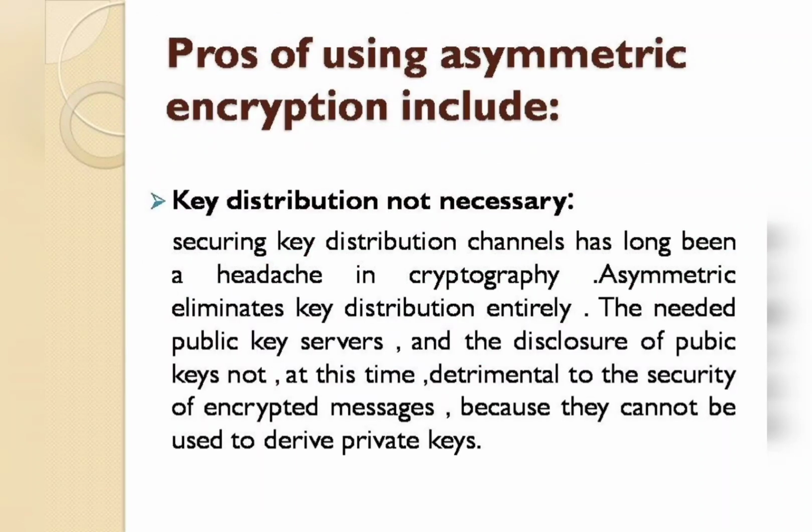Now we discuss the pros and cons of asymmetric encryption. Firstly, we look at the pro side. The first point is that key distribution is not necessary. Securing the key distribution channel has long been a headache in cryptography. Asymmetric encryption eliminates key distribution entirely. The needed public key servers and the disclosure of public keys are not detrimental to the security of the encrypted message because they cannot be used to derive private keys.